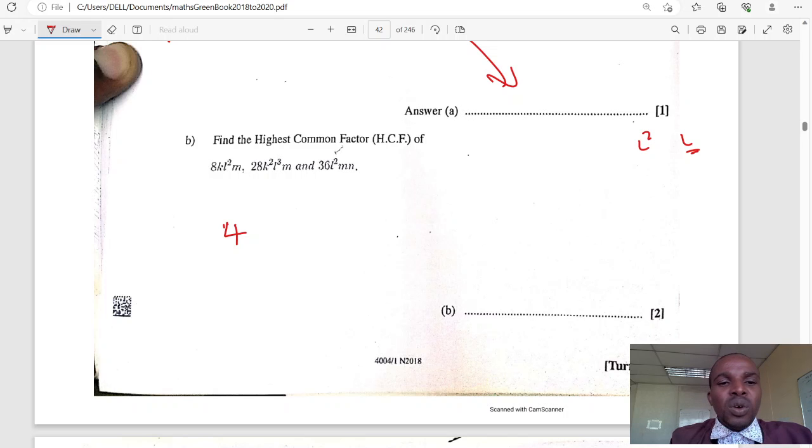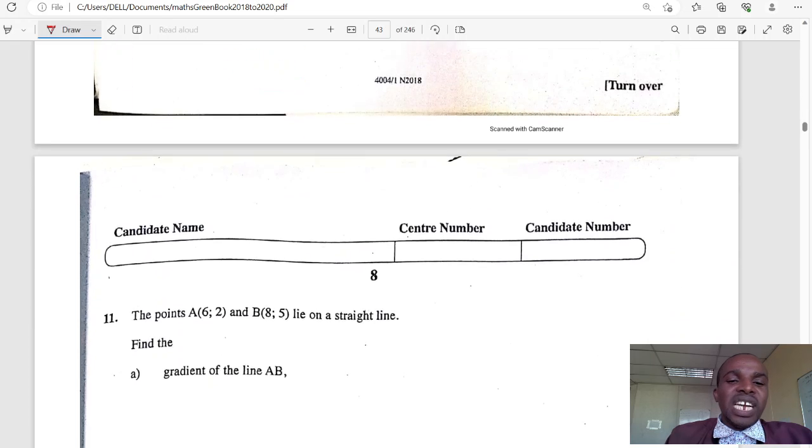Then you move on to L. We have L squared on 8 and L cubed on 28 and L squared on 36. The smaller one is L squared. That's the one that we take. Then you have M everywhere. Smaller one is just M. So this will be the highest common factor of everything done.